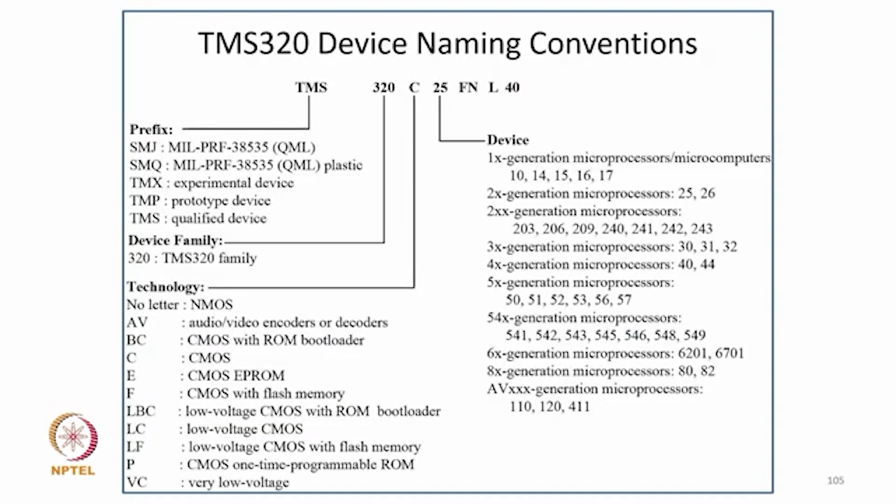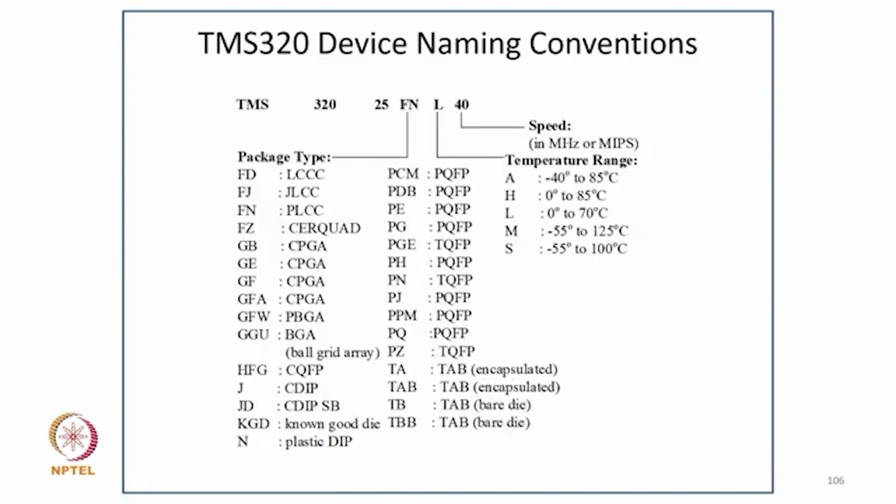So a typical example of the 320 device naming convention: TMS320 is the device family name, and the prefix here, TMS, SMJ, all these are defined. C is for technology, I mean what you use, CMOS technology or any other. 25 is typically for the generation, like 1X also, as you can see here, and then FN, L40, and similarly this is for another FN family.